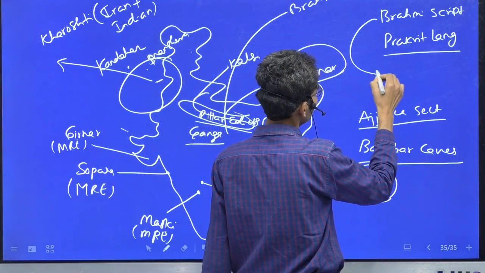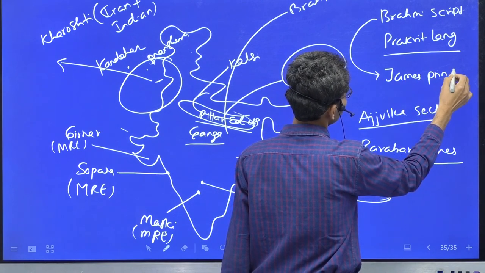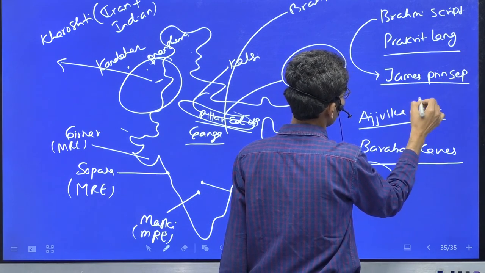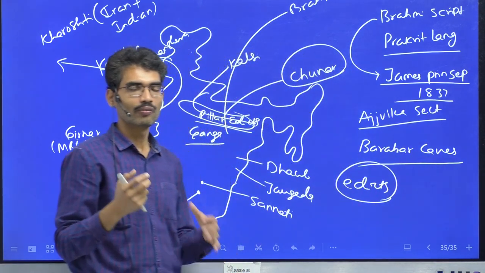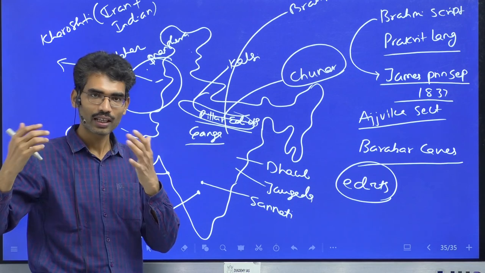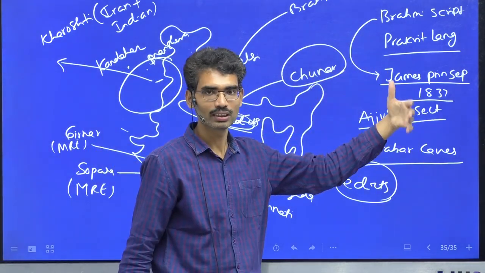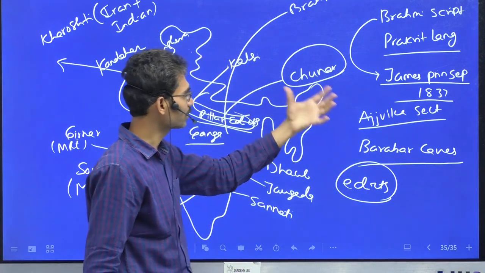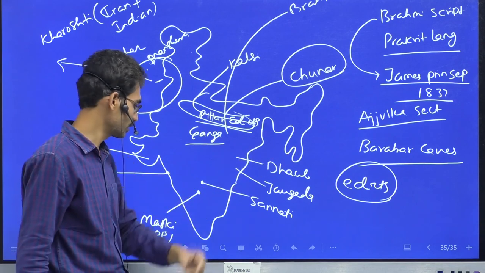This Brahmi script was deciphered by James Prinsep in 1837. He deciphered it. When it comes to Indus Valley civilization, yet to be deciphered. But when it comes to Brahmi script, James Prinsep deciphered it. Because of that, we could understand what Ashoka was trying to say.